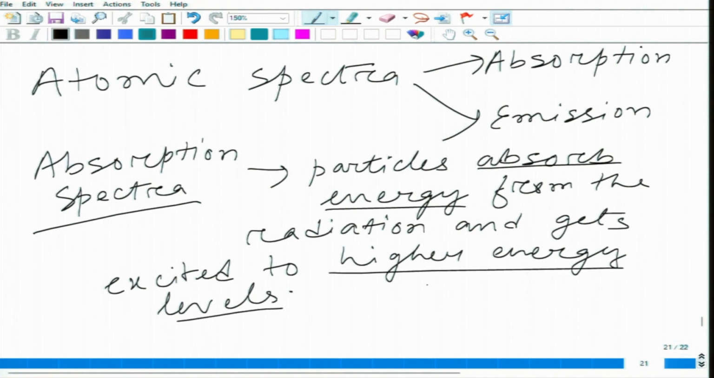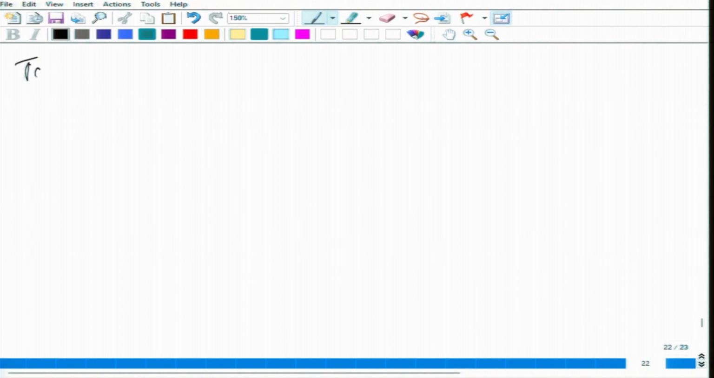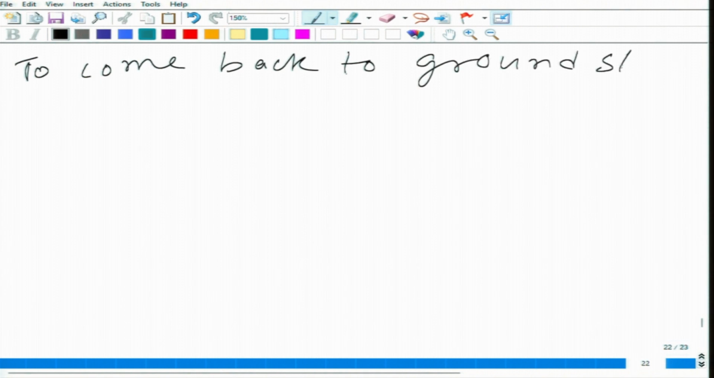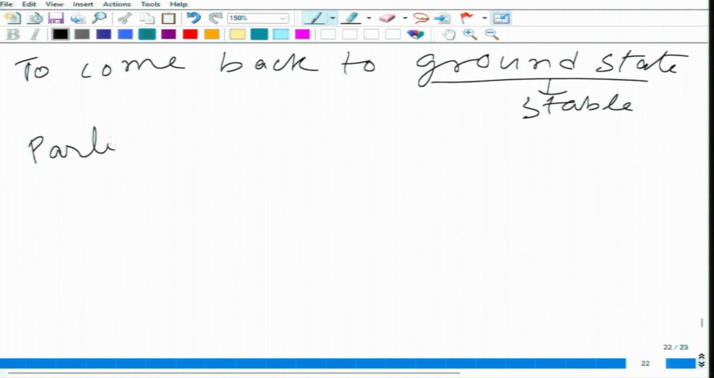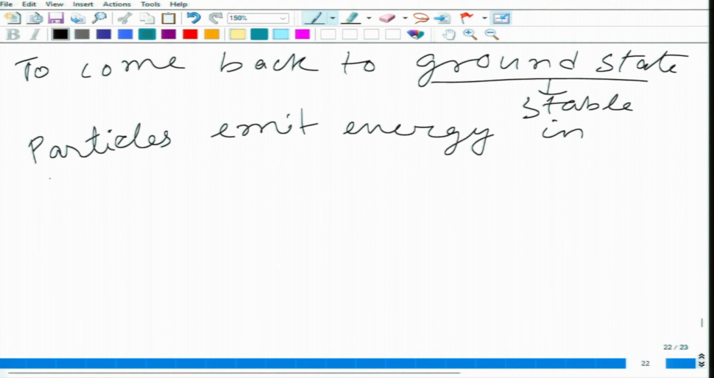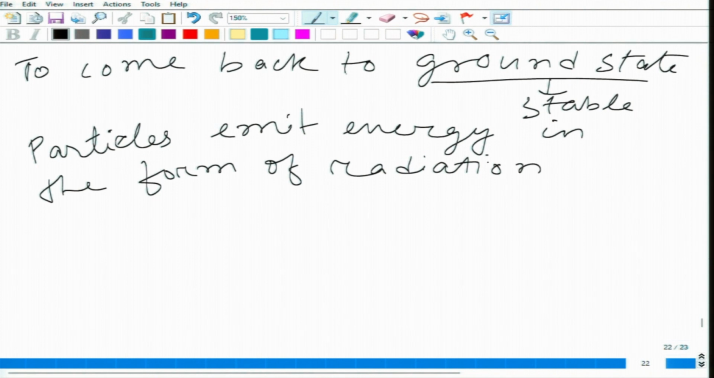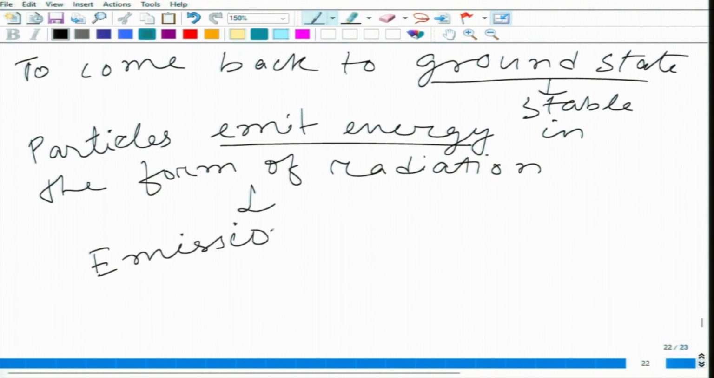But the higher energy level or higher energy state is unstable. So, to come back to the ground state, which is the lowest energy state and is stable, particles emit energy in the form of radiation. The spectra obtained from this emitted energy is called the emission spectra. And these spectra, absorption and emission spectra, are quantized.